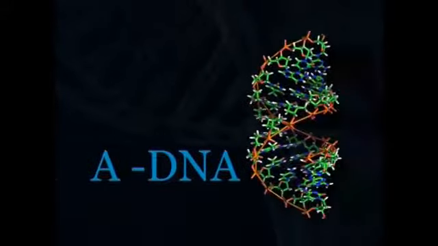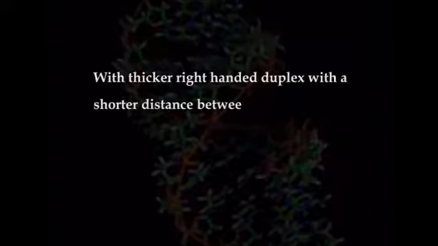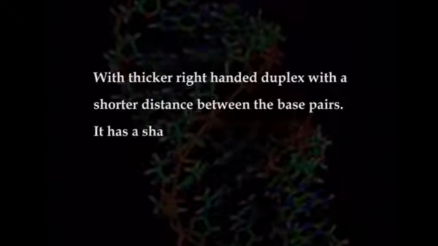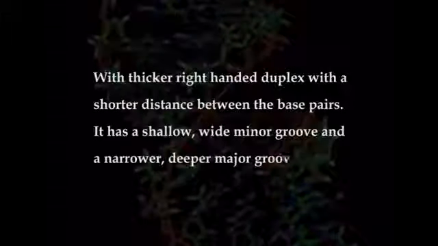Now let us come to A form of DNA. A form is the alternative model with thicker right-handed duplex with a shorter distance between the base pairs. It has a shallow, wide minor groove and a narrower, deeper major groove. The A form occurs under non-physiological conditions in partly dehydrated samples of DNA. In the cell, it may be produced in hybrid pairings of DNA and RNA strands and in enzyme-DNA complexes.